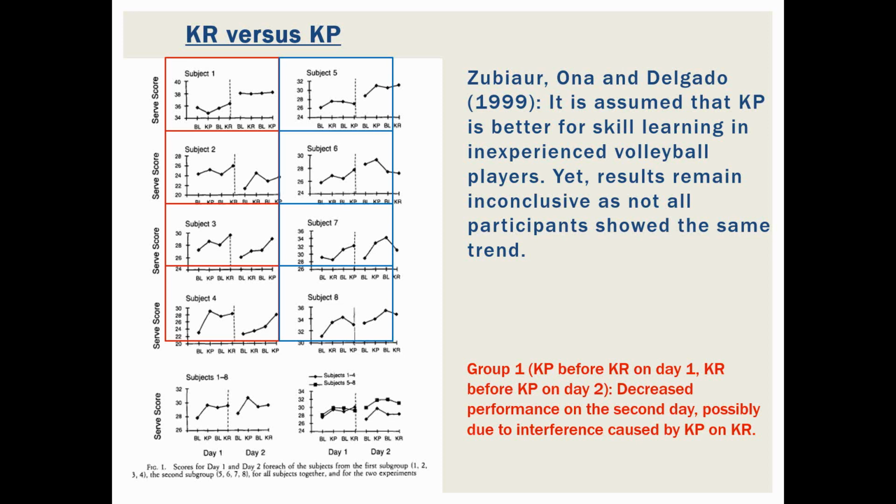So what they did was they had novel learners learn a volleyball serve. And they had one group, which was the first 4 subjects, that was provided knowledge of performance before knowledge of results on day 1, and then knowledge of results before knowledge of performance on day 2. And what they saw was that there was decreased performance on the second day, which they probably said was due to the interference caused by knowledge of performance on knowledge of results. Additionally, their results didn't really show that if you were given knowledge of performance first before knowledge of results, you actually performed better.